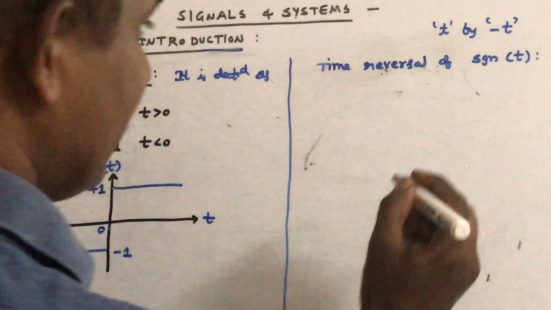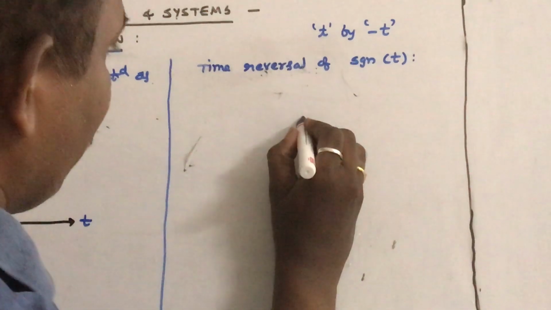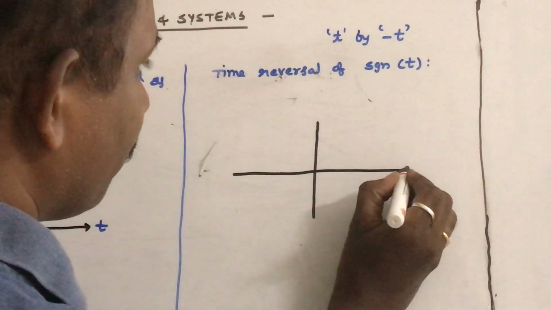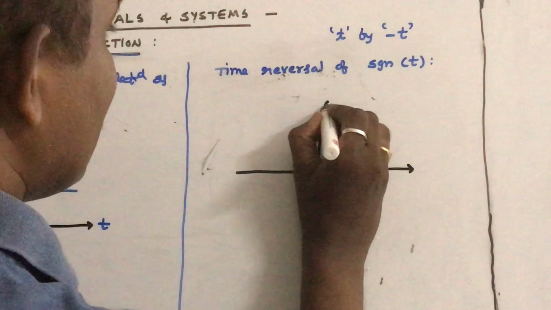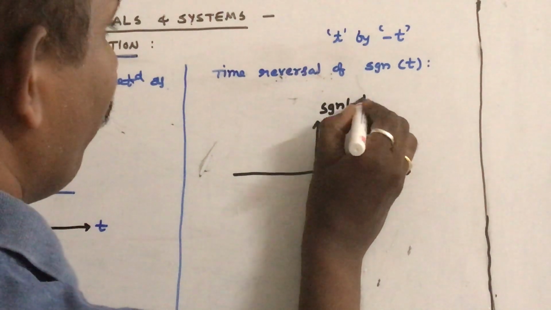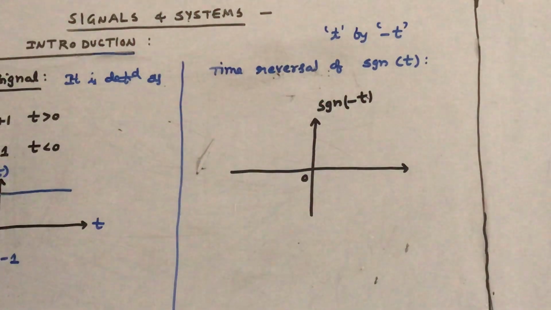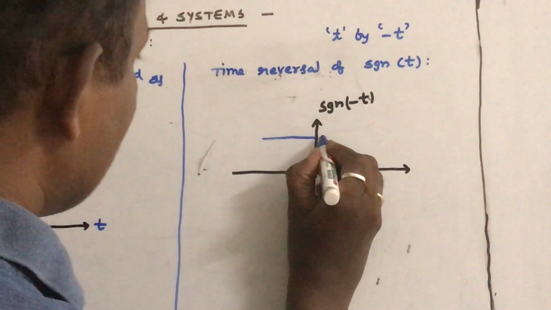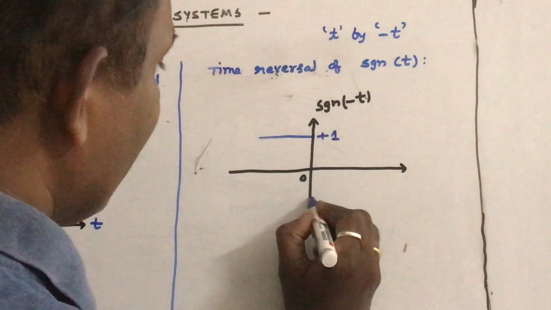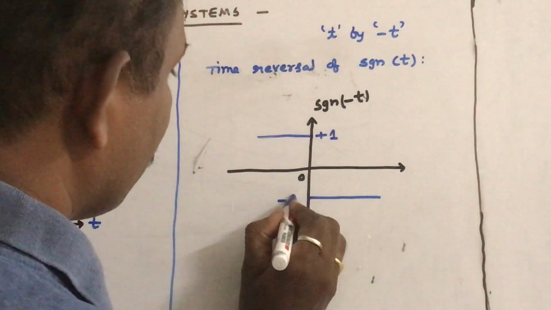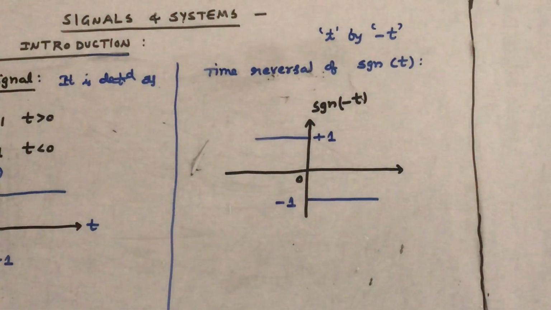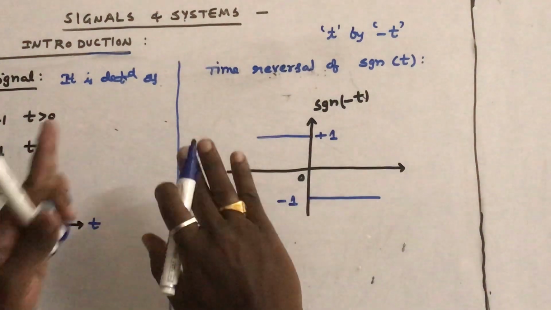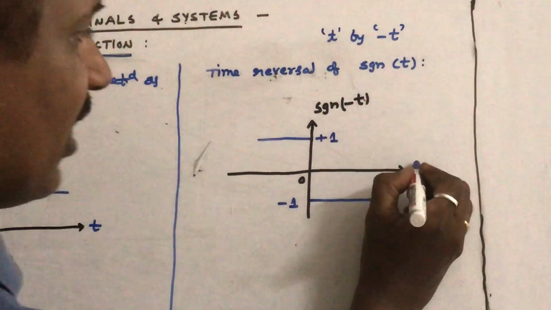So the same diagram, time reversal is represented with signum of -t. It is just folding this signal about t is equal to 0. That means its value is +1 on one side and -1 on the other. Just reverse this signal, the positive portion this side and the negative portion that side. So that will become signum of -t versus t.